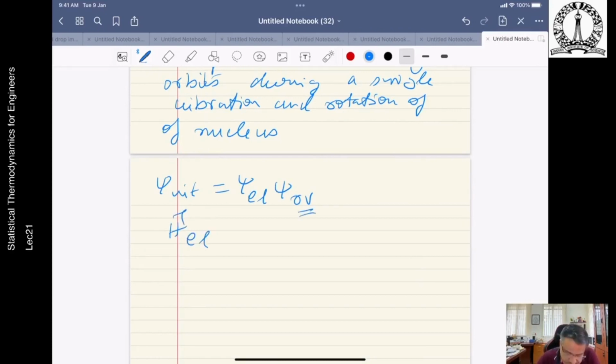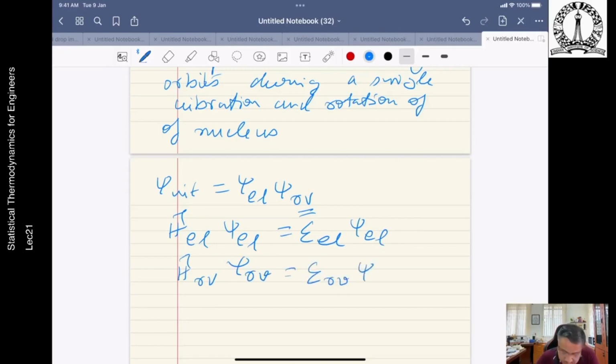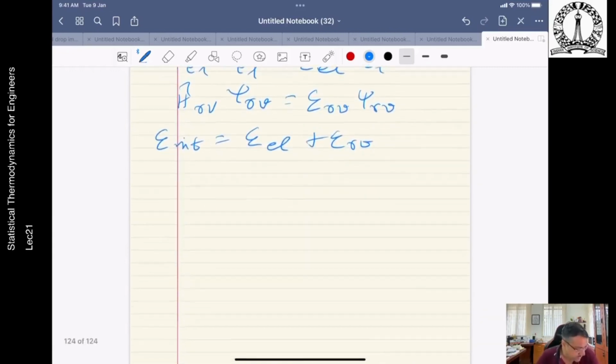This is the Hamiltonian for the electronic part: H electronic times the wave function equals E electronic times the wave function. And then of course you have the rotation-vibration part multiplied by the rotation-vibration wave function. And the internal energy is written as E electronic plus E rotation-vibration.